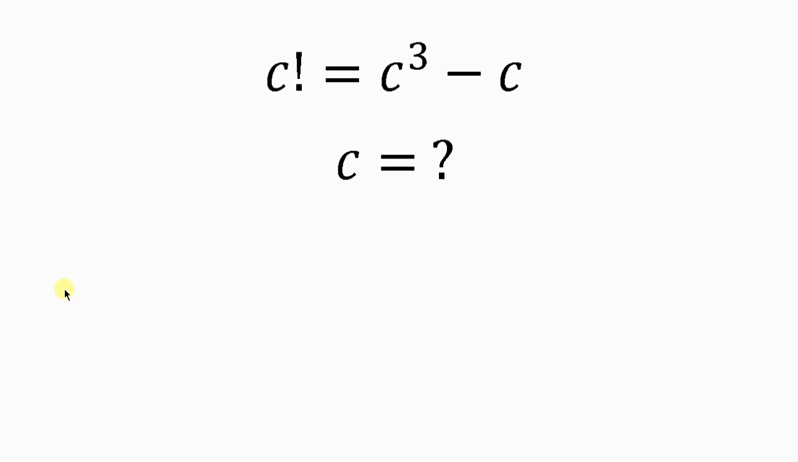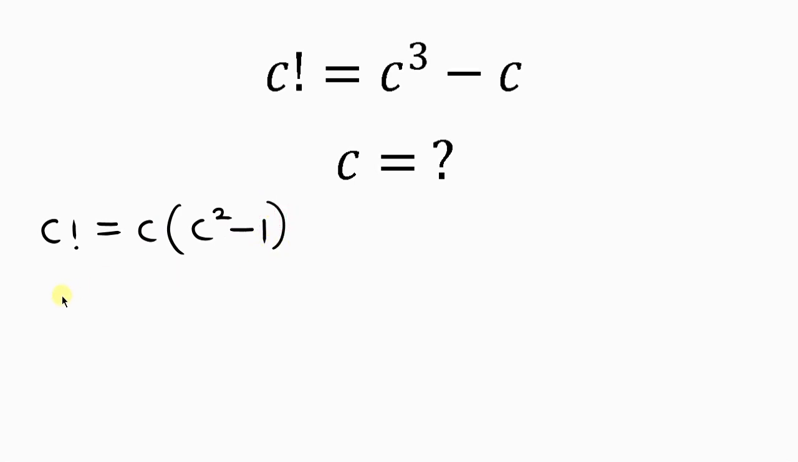We have a math question on the board that we're going to be solving, which says find the value of c for which c factorial is equal to c cubed minus c. Our first step will be for us to factor out c from the right hand side. So we have c factorial on the left equal to, factoring out c from the right hand side, open brackets, c cubed divided by c gives c squared, minus c divided by c is 1.